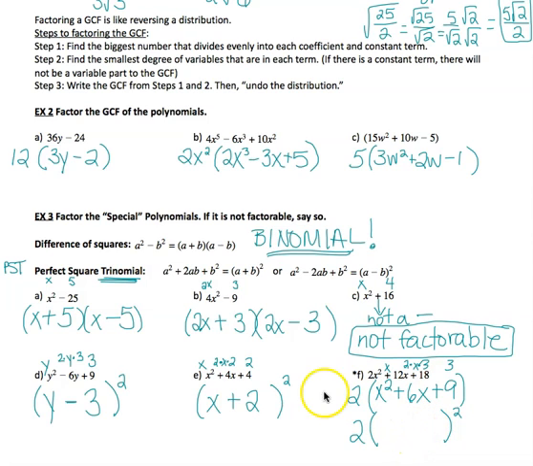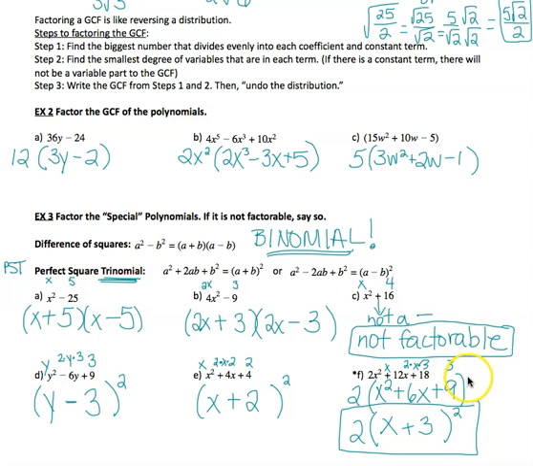Okay, so the pattern tells us square root of the front goes in the front, so x was my square root. Sign of the middle goes in the middle, so that's a plus, and square root of the back goes in the back, which is a 3. So then that means my final answer here is 2 times x plus 3 squared.